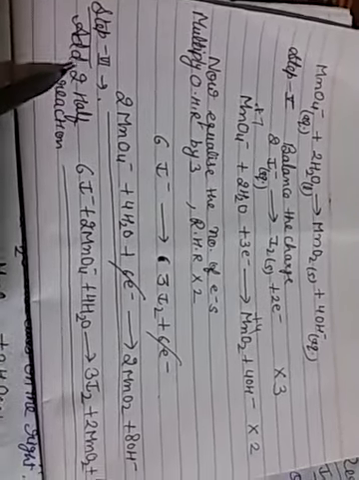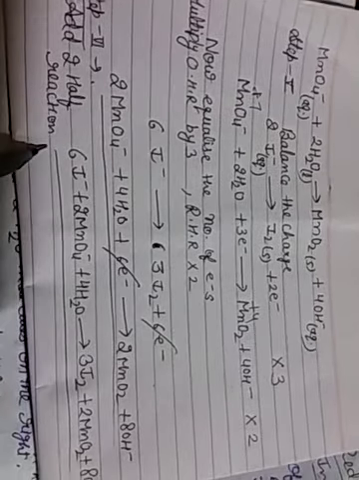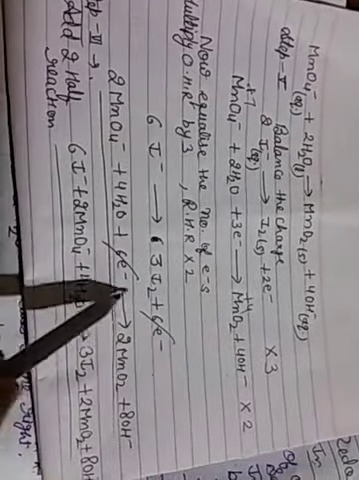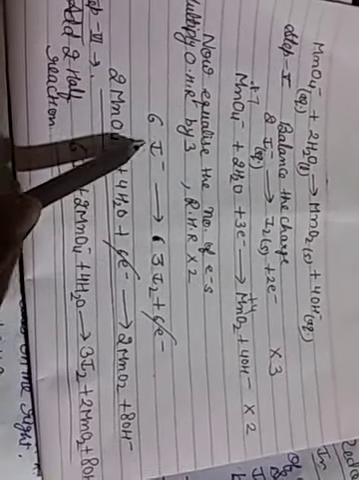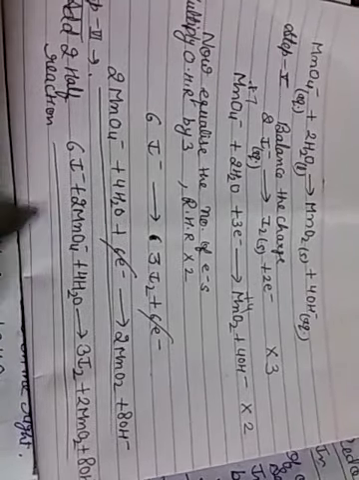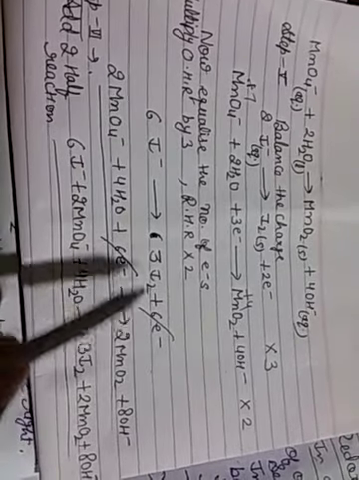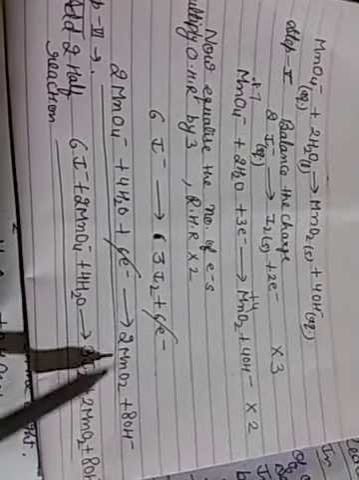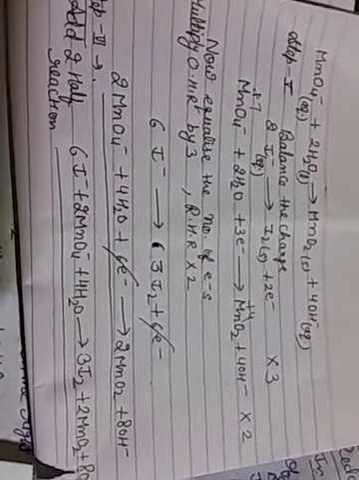Then, after step 6, add the 2 half reactions. Add 6 electrons and cancel them with the 6 electrons. The left hand side is 6I minus, 2 MnO4 minus and 4H2O. Then the right hand side is 3I2, then 2 MnO2 plus 8OH minus.